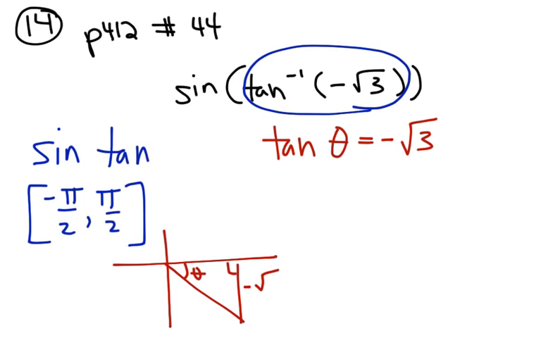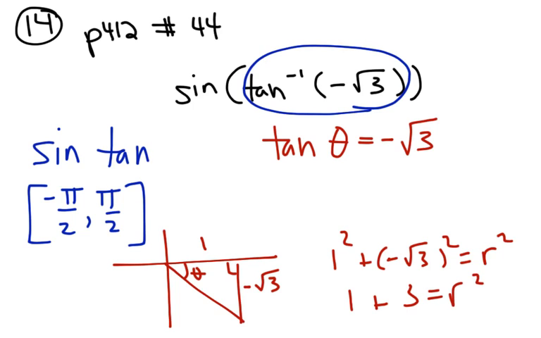This is negative square root of 3, this is 1, and the hypotenuse has to be, let's see, 1 squared plus negative square root of 3 squared equals the hypotenuse squared. 1 plus positive 3 is equal to r squared, so r is going to be 2. So the sine of this angle, it doesn't even matter if you know what this angle is, the sine of this angle is going to be negative square root of 3 over 2.